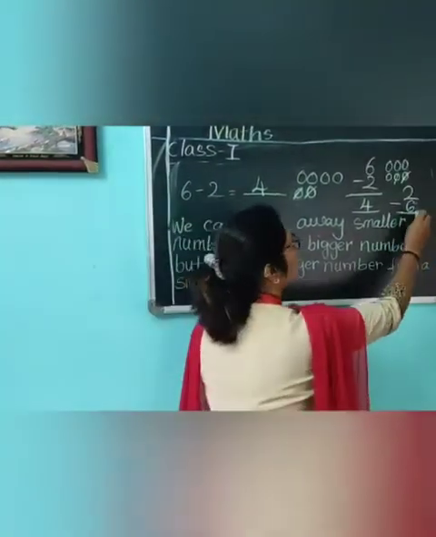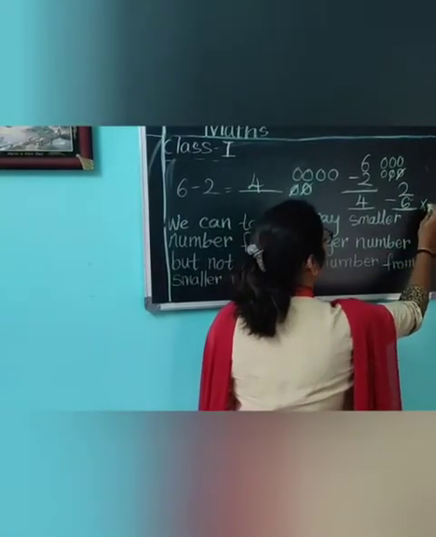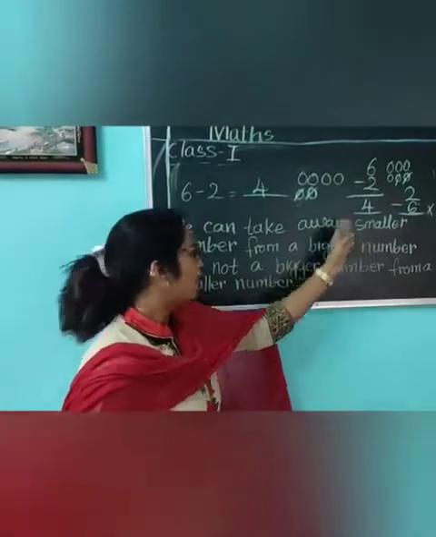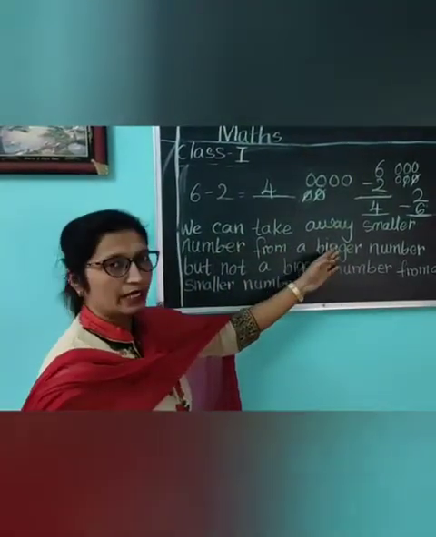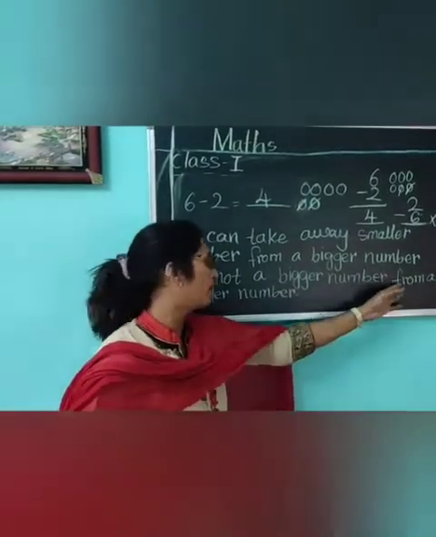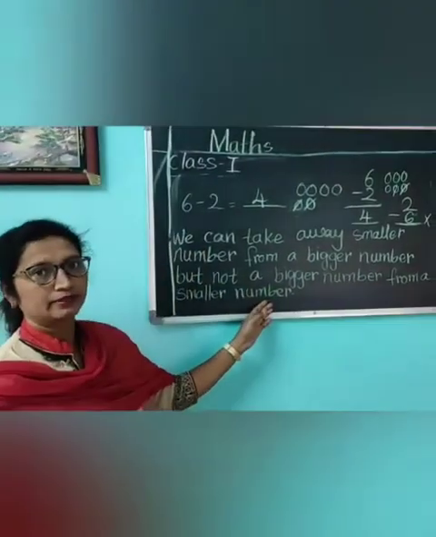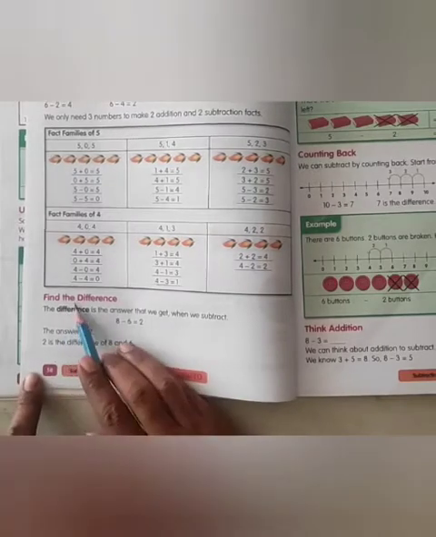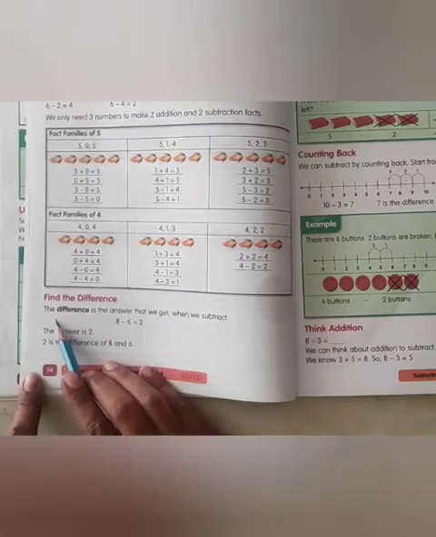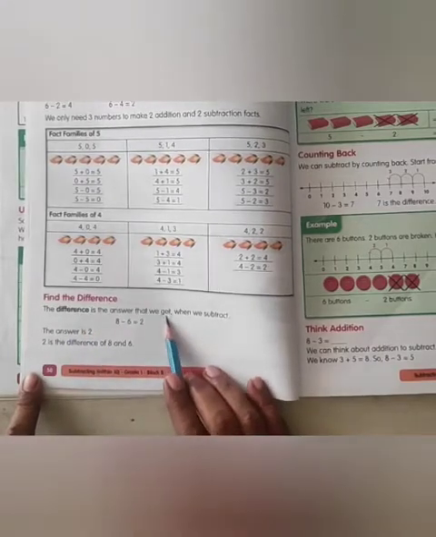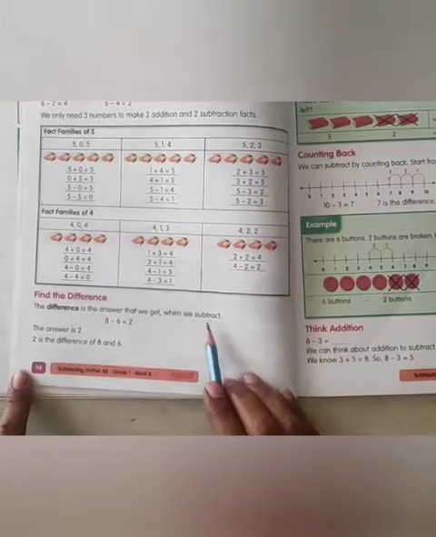If suppose 2 minus 6, can we do subtraction? No. We cannot do subtraction from this. See here. We can take away a smaller number from a bigger number, but not a bigger number from a smaller number. Open your reader, page number 58.